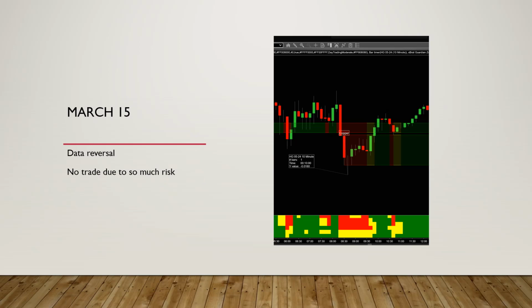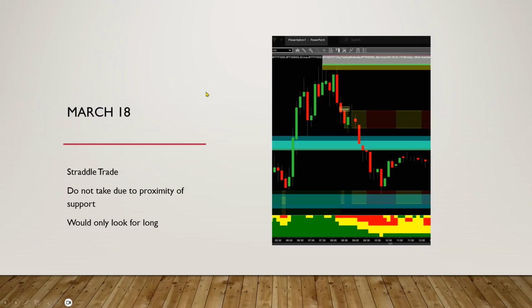March 15th, data reversal, no trade due to so much risk, because the amount of ticks on that opening range is a very, very wide range here. Then you've got the previous day's range, so it's a lot of ticks, a lot of risk, and the right choice here is not to take that trade. March 18th, straddle trade, do not take due to proximity of support. Again, it did go through, but we're not looking for the 'if' and 'oh, it did do it, so it'll do it again.'